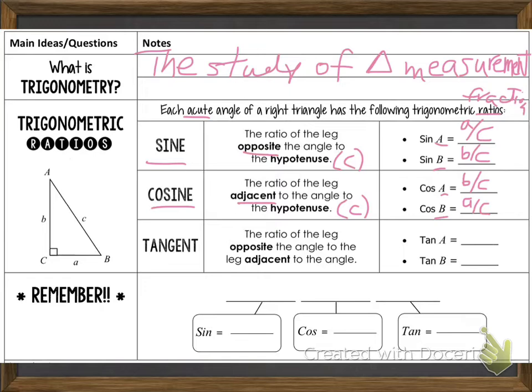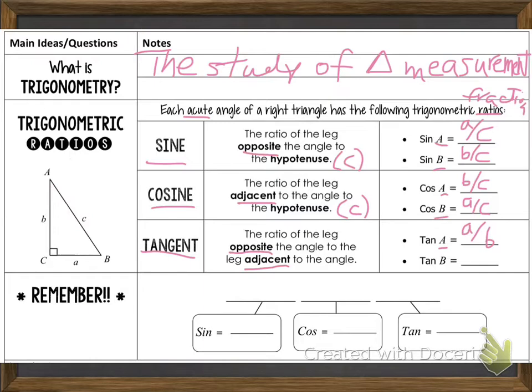Right, next one. Lastly, we have tangent. So for tangent, that is the ratio of the leg opposite the angle to the leg adjacent to the angle. So what does that mean? Essentially, it's going to be the two legs over each other. So for tangent of A, we're starting with angle A, it would be the ratio of the leg opposite, so lowercase a, and then the angle to the leg adjacent. So then it would be A, then B. So tangent A is A over B.